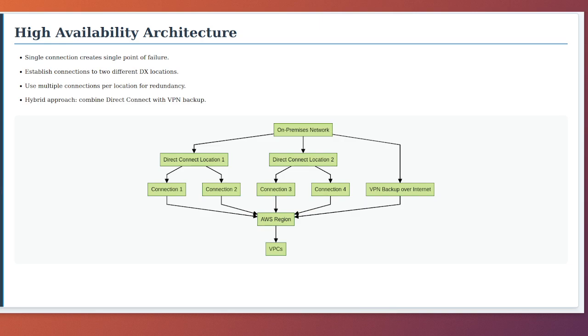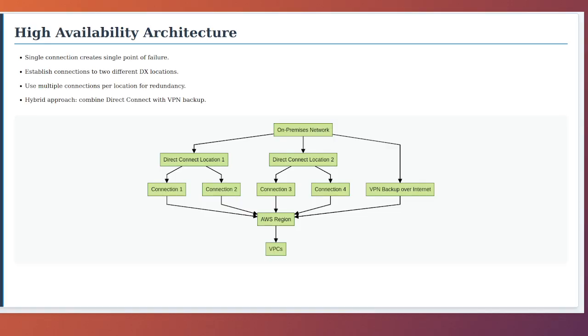Another layer of availability is the hybrid approach, combining Direct Connect with VPN. You can establish an AWS site-to-site VPN connection over the Internet as a backup to your Direct Connect connection. The VPN provides an alternative path if all your Direct Connect connections fail.